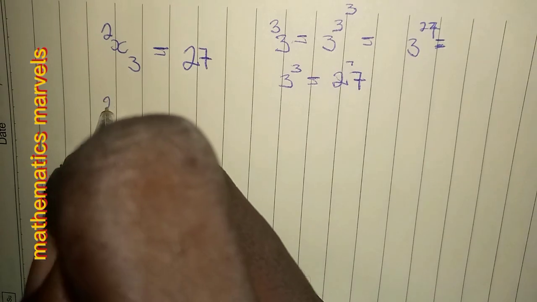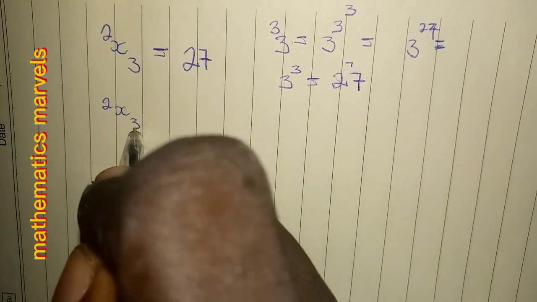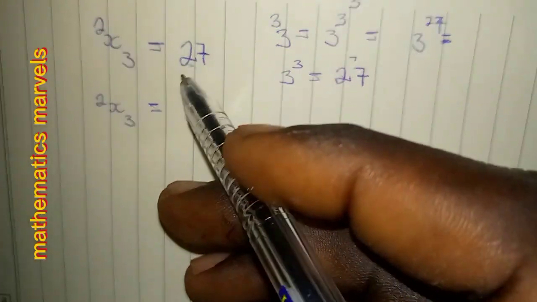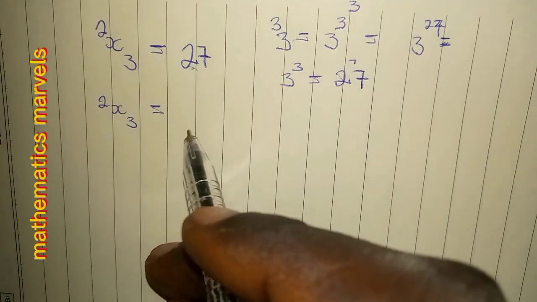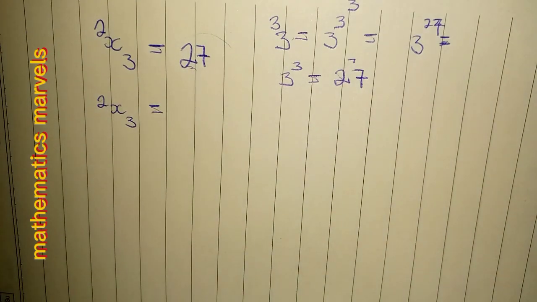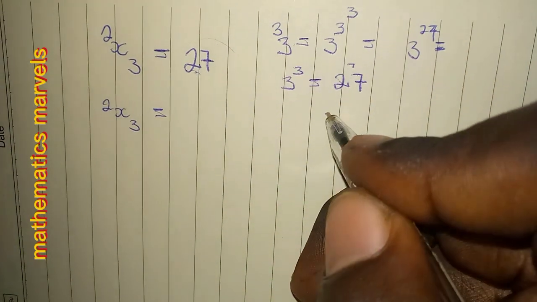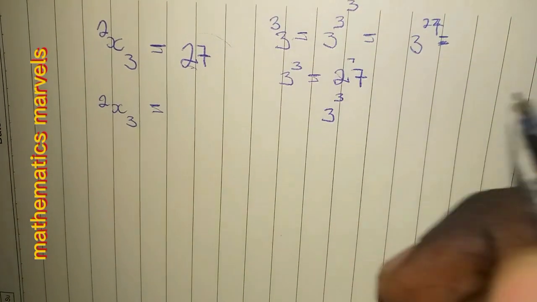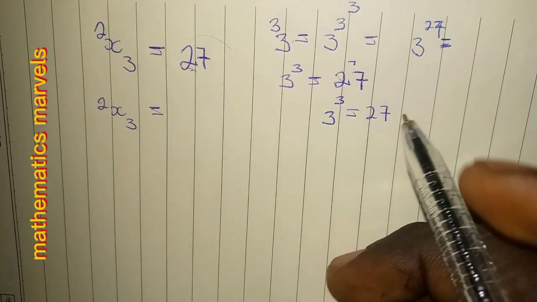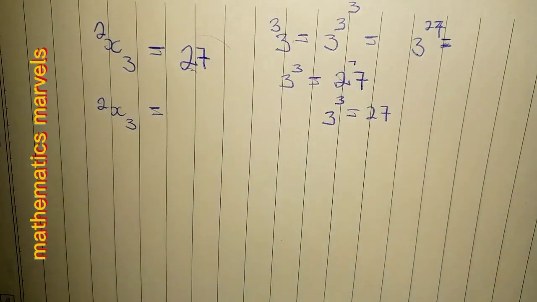Firstly, do you know that you can equate the base? You can equate this base because 3 raised to the power of 3 is equal to 27. But to equate this base, we are going to need to change this to tetration. How do we do that? You know that 3 raised to the power of 3 is equal to 27. So let's change this exponential equation to tetration.